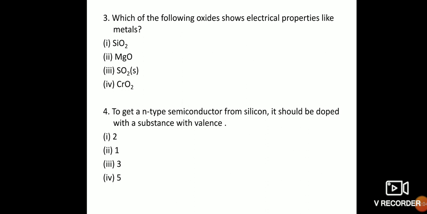Now question number 4. To get an n-type semiconductor from silicon, it should be doped with a substance with a valence of: option 1, 2; 1, 3; 5. Right answer is option 4, it is 5.